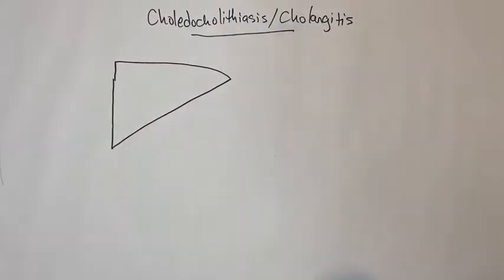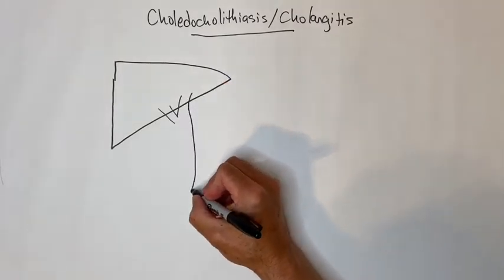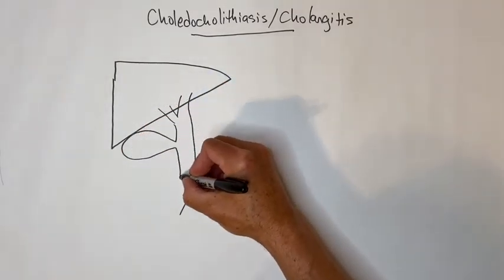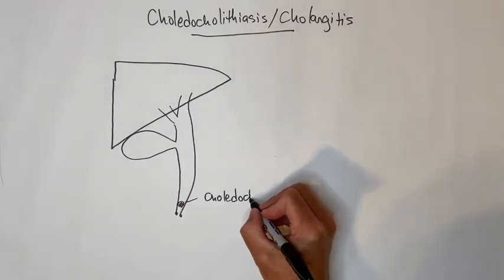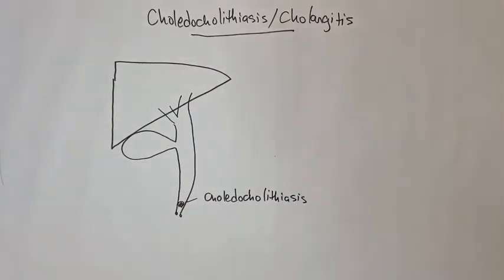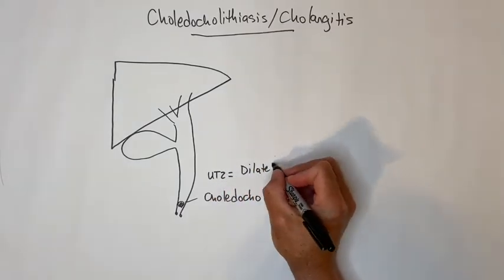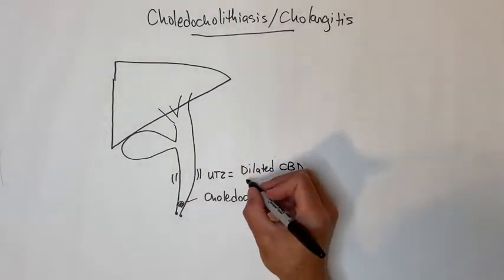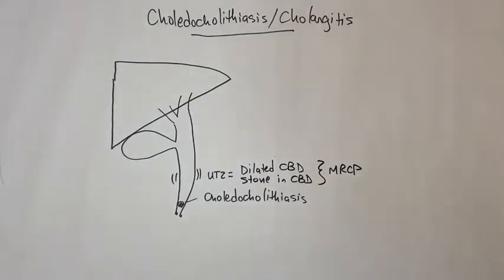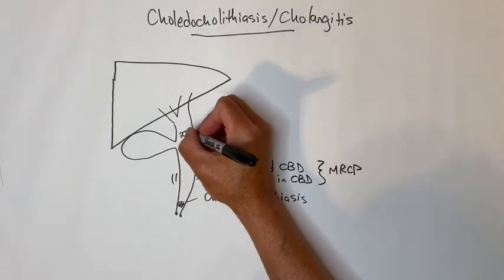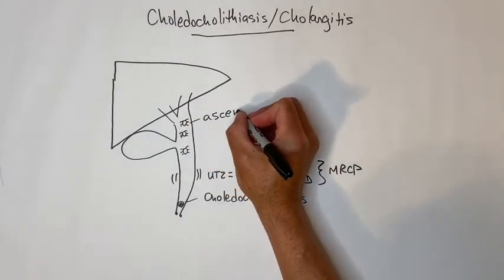Next, let's talk about choledocholithiasis. Choledocholithiasis is when a gallstone is blocking the common bile duct, and this does not necessarily have to be causing an infection. Choledocholithiasis can be diagnosed with a dilated common bile duct and possibly seeing a stone in the common bile duct on ultrasound. MRCP can show the dilated bile duct and the obstructing stone also.